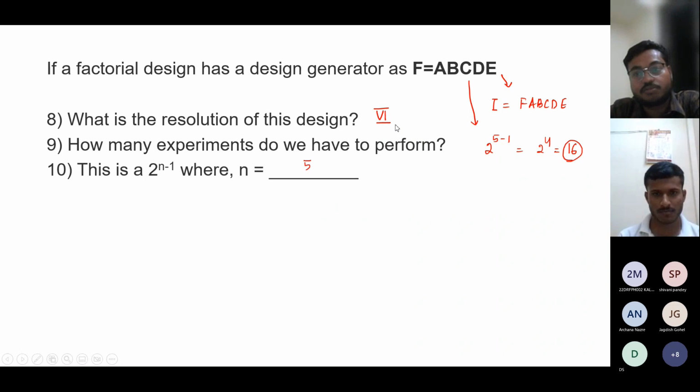The number of experiments will be 2 to the power 5 minus 1, which is 2 to the power 4, which is 16. So in total, we'll have to perform 16 experiments. The generator equation here will be F, A, B, C, D, E, so we just remove the equal to from here. Since this has 6 terms, F, A, B, C, D, E, the resolution of this design is 6. Is that clear? Yes, sir.